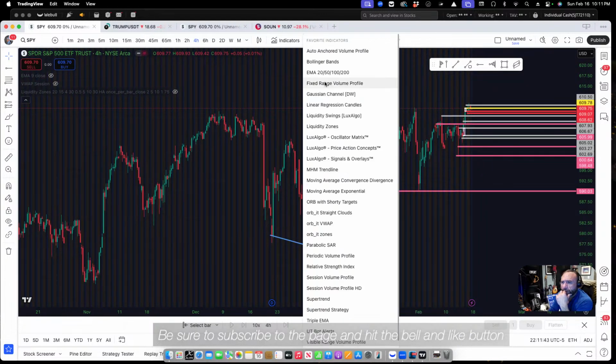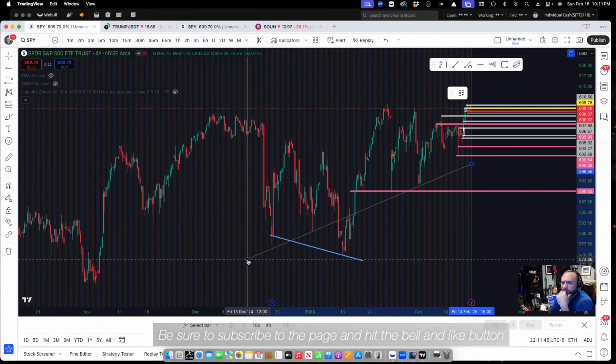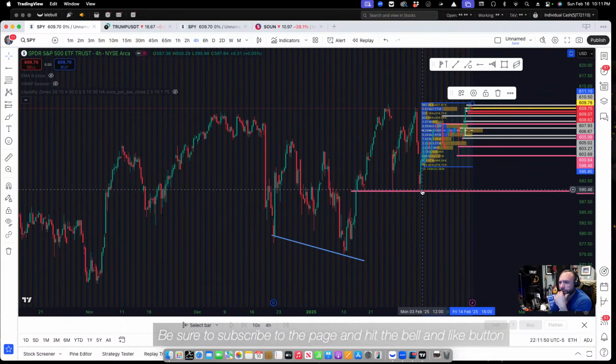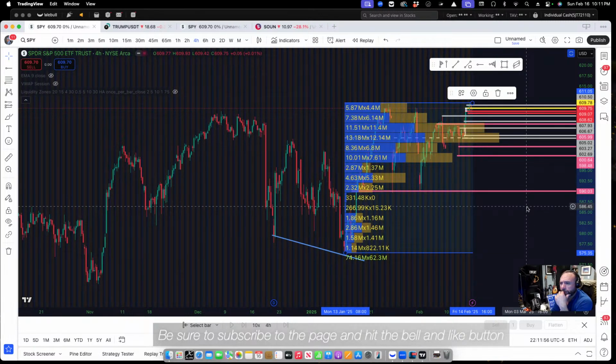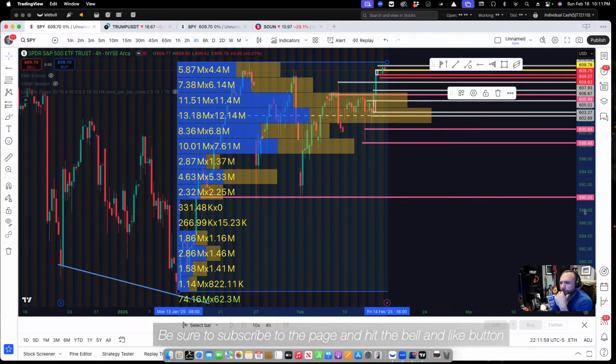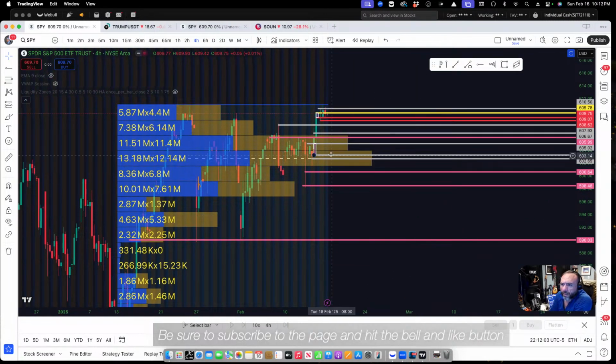We'll do a volume profile. Let's get these from that last big move up. And we get these last three. We got through all this junk down here. I knew once we cleared 606, we could start moving up pretty quick, and we did.